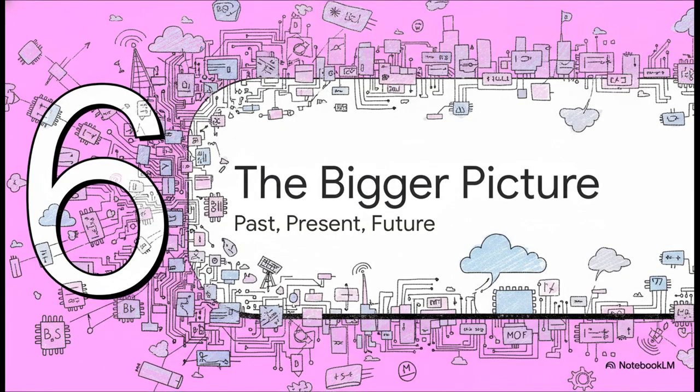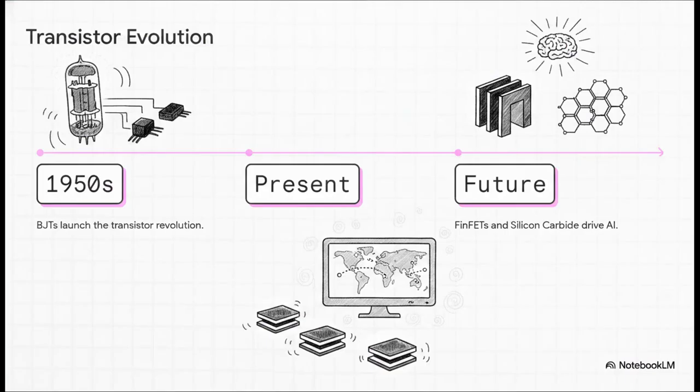Finally, Part 6, the bigger picture, past, present, and future. So how do we get here? In the 1950s, BJTs were the absolute heroes, launching the transistor revolution and replacing those bulky, fragile vacuum tubes. Fast forward to today, and MOSFETs have enabled a global computing network that has completely transformed civilization. But the tech doesn't just stop evolving. Looking to the future, we're already moving beyond standard MOSFETs into advanced architectures like FinFETs and silicon carbide devices. These are driving the next wave of the AI revolution because they handle even more power with even greater efficiency.